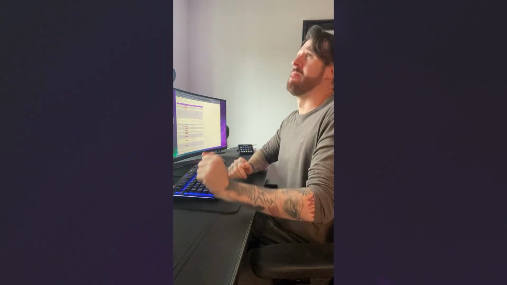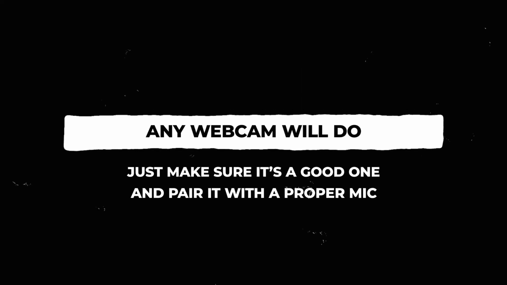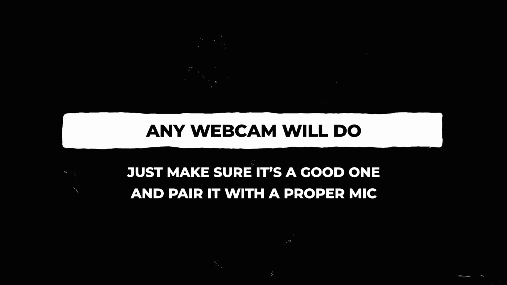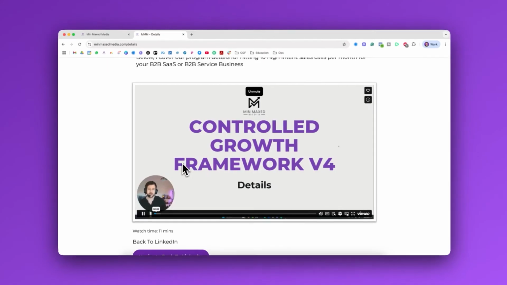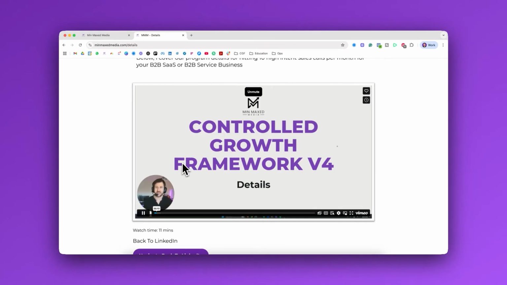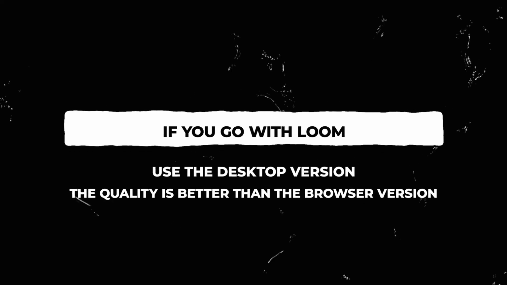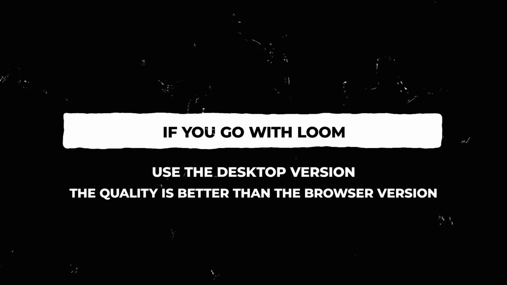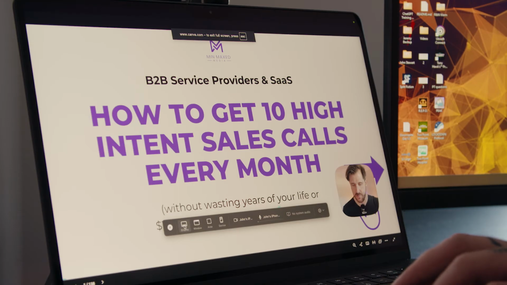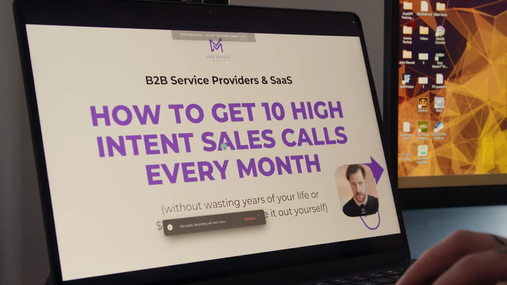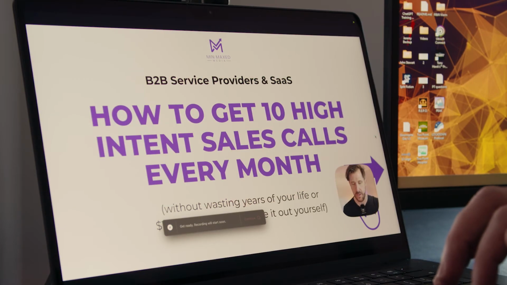If, however, you are not on a Mac, it's okay. Any webcam will do. Just make sure it's a good one and pair it with a good microphone. And if you don't have Screen Studio, we found it's best to use Loom for these. If you go with Loom, make sure you use the desktop version. The quality is better than that of the browser version. And always make sure you're filming in full screen so you don't have any of the extra tabs or browser clutter showing. Just makes it look a little bit more professional.